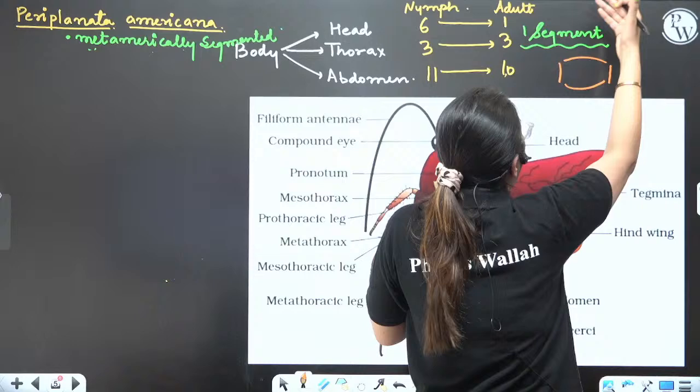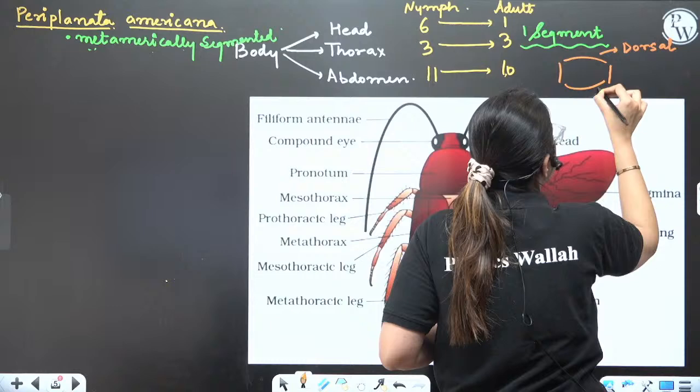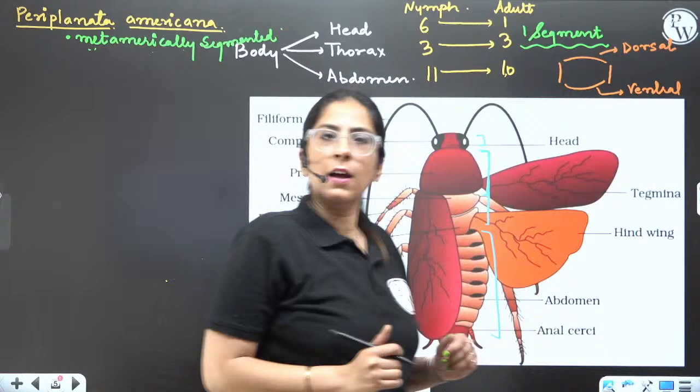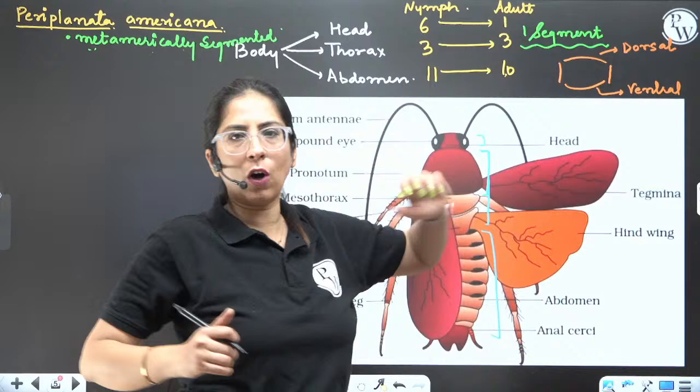One particular side, because it is on the back side, let's say this will be the dorsal side. And let's say this is the ventral side. Obviously, then the side ones are the lateral side. I'll be talking about only those things which are there in your NCERT. So, the dorsal side and the ventral side.